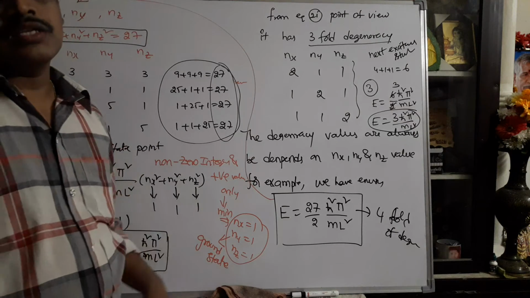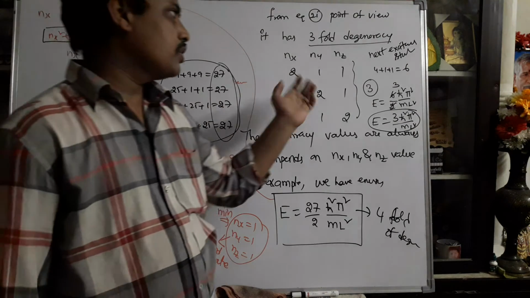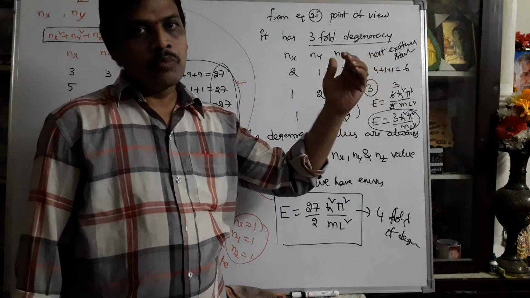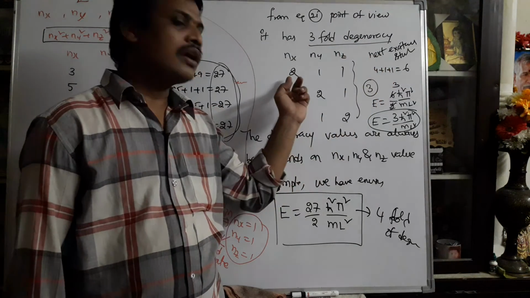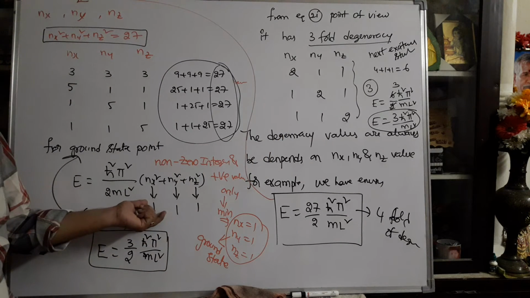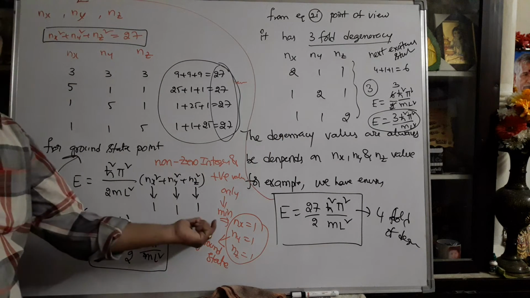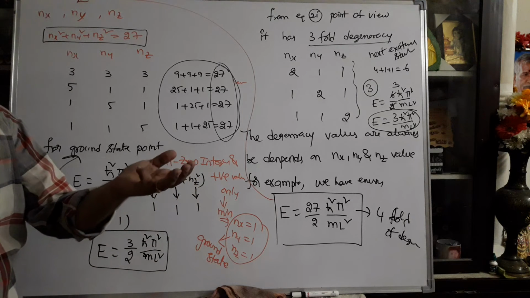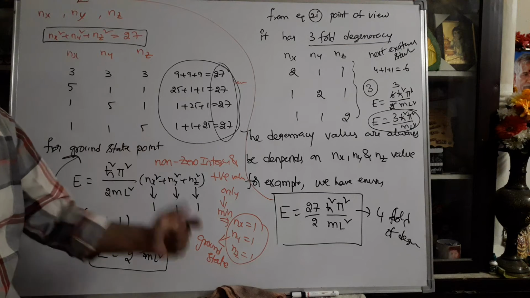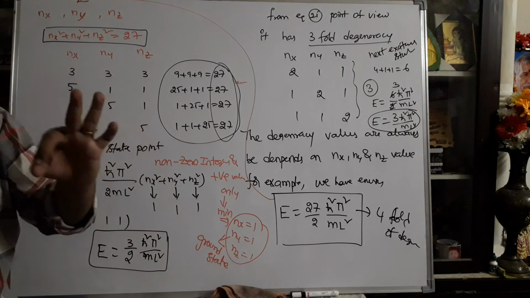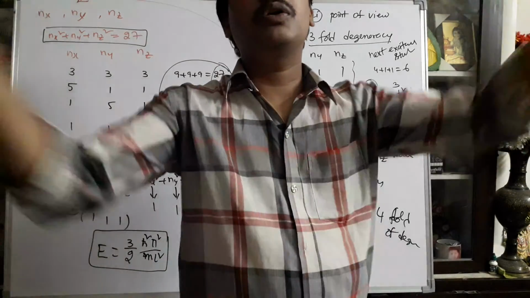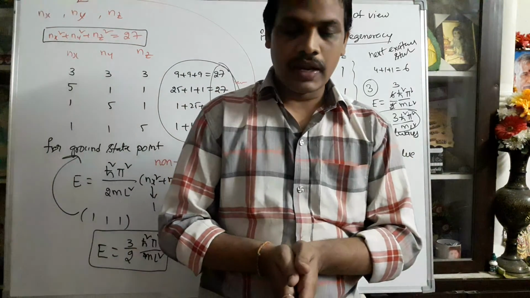In the higher energy levels, you can take one of nx, ny, nz as more than 1. We take 2 in place of 1, 1, 1: here changing to 2, here changing to 2, here changing to 2. How many possibilities are there? Three possibilities occur. So in the first excited state, 3 excited levels are created. The first excited level is divided into 3 energy levels.